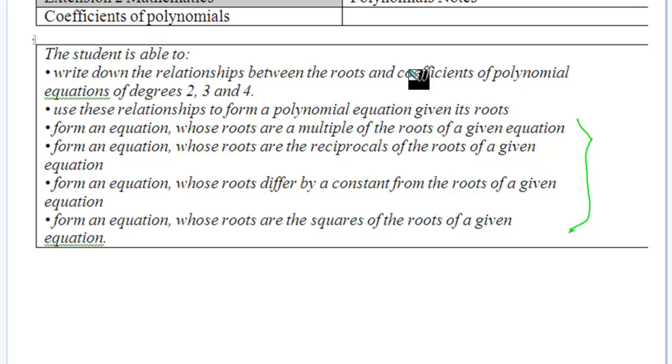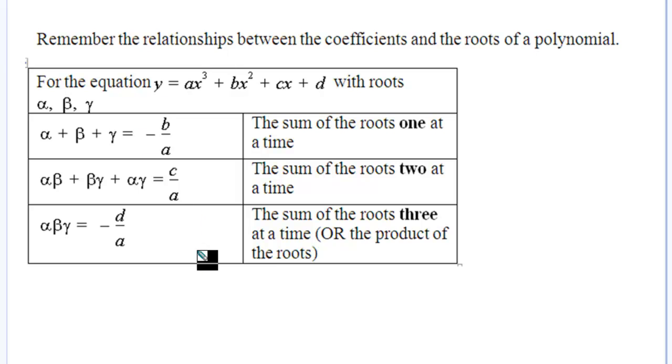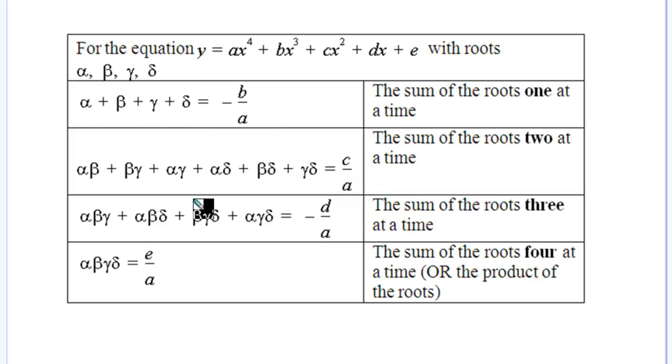But what we want to do is write down the relationships of the roots and the coefficients of a polynomial equation of degrees 2, 3, 4. Now we've done a lot of this. This is stuff we've done in Extension 1, but what we're going to do is take it a little bit further. So from Extension 1, we've seen these tables. We know these rules. We've done work with that in Extension 1, and we've done one with a quartic equation, roots of alpha, beta, gamma, delta. So we know those rules.